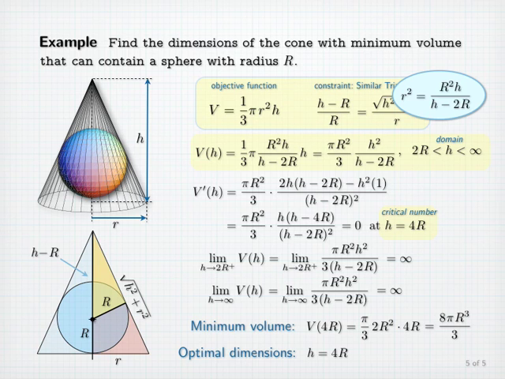H equals 4r, and substituting that into the formula for little r squared above, we find that little r squared is equal to 2 times big R squared. In other words, the radius little r is equal to square root of 2 times the radius of the sphere.